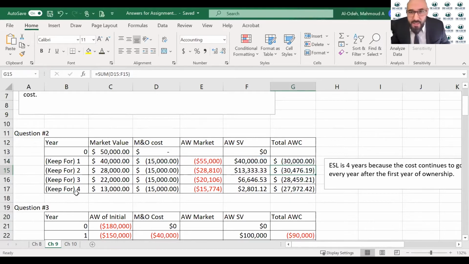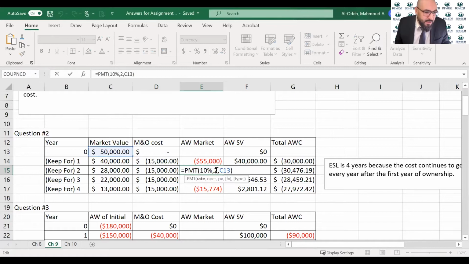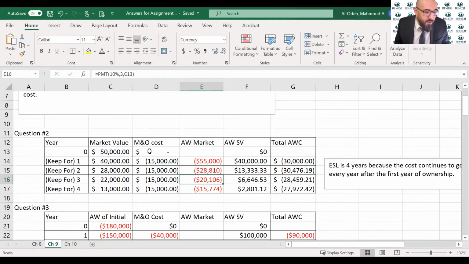We're going to say, okay, we're not going to keep it for 1 year, we're going to keep it for 2 years. So we're going to do the same thing for 2 years. And maintenance and operational cost, still the same thing, 15,000. Now let's calculate the market value if we're going to keep that for 2 years. PMT 10%, 2 years, and the PV would be 50,000. What is the PV? What is the equivalent of the market value? That would be equal to 28 if we're going to keep it for 2 years.